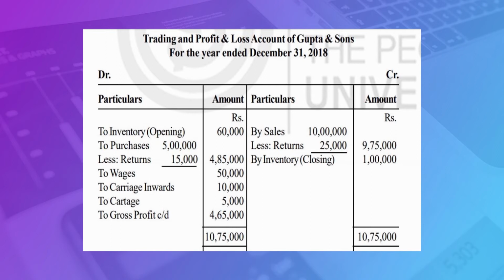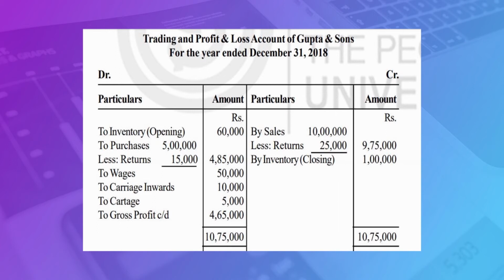So, the total of this credit side of trading account is 10 lakh 75,000, and here the total of debit side up to this stage is less than the total of the credit side. Therefore, the balance is 4 lakh 65,000. So, this balance of trading account is known as gross profit.